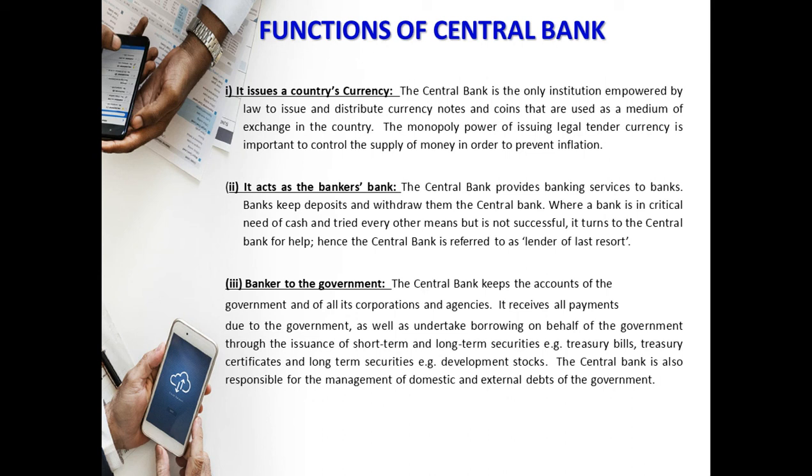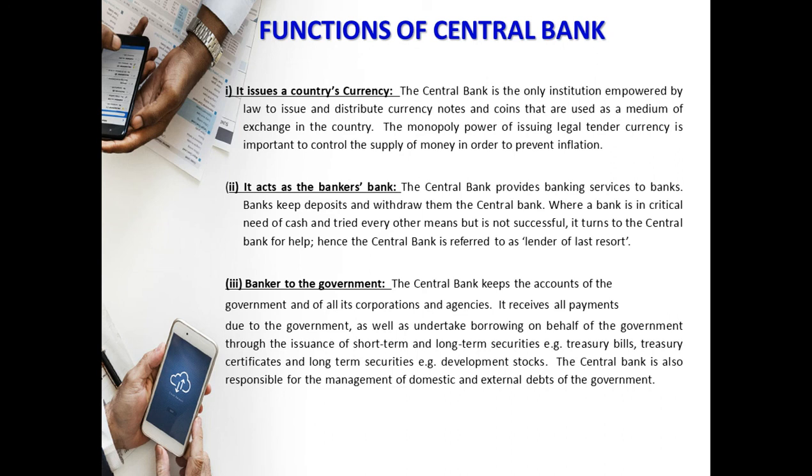So they have been given the authority by the government to issue what we call legal tender. And they are also to control the supply of money in order to prevent inflation. Two, they act as bankers' banks. So your central bank provides banking services to banks. So other banks deposit their money with the central bank. So banks keep deposits and withdraw them from the central bank.